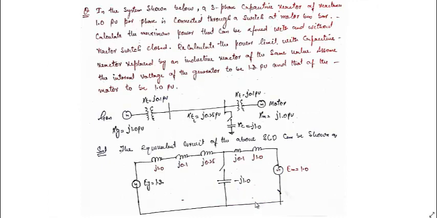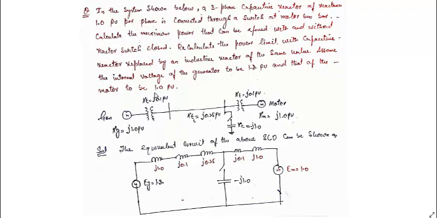Let us now try to do one more numerical of the same nature, but in this case you need to find out how the active power transfers from one end to another end by changing the different transfer reactances. So in this system shown below, a three-phase capacitive reactor of reactance 1.0 per phase is connected through a switch at the motor bus bar.